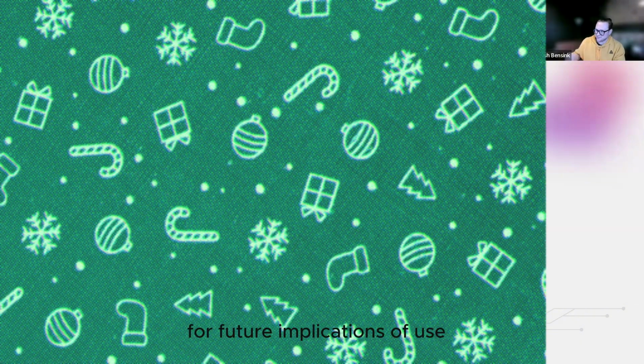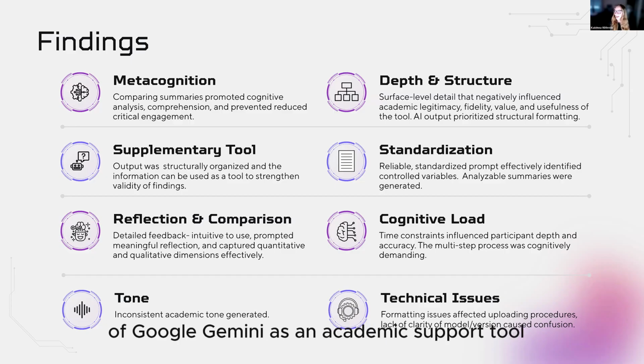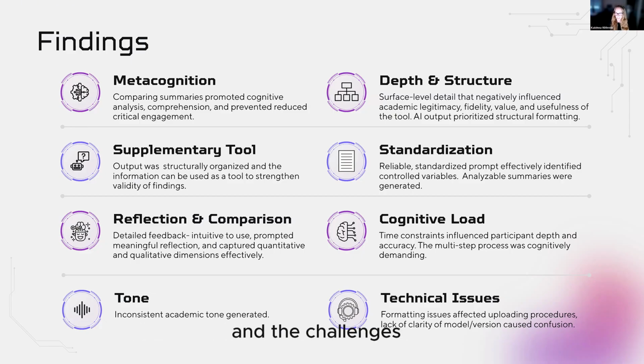So, I want to highlight the key findings from our evaluation of Google Gemini as an academic support tool. These findings reflect both the strengths and the challenges we observed during this implementation. The first thing that I want to talk about is metacognition. One of the most significant outcomes was the impact on metacognition.